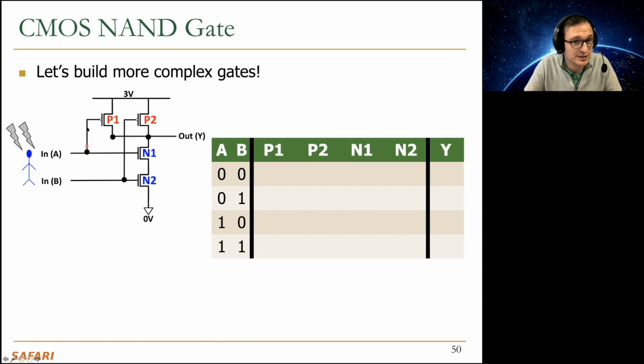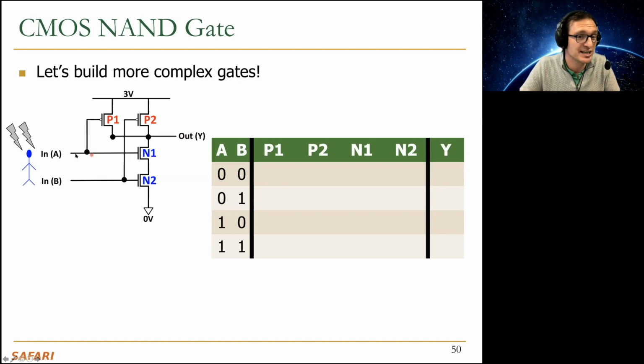So one input A is connected to P1. The other input B is connected to P2. And the outputs of the PMOS transistors are connected in parallel. This is a parallel circuit, as you can see, to the output. Whereas NMOS transistors are connected in series to the output. And that will have an implication on what will happen here, clearly.